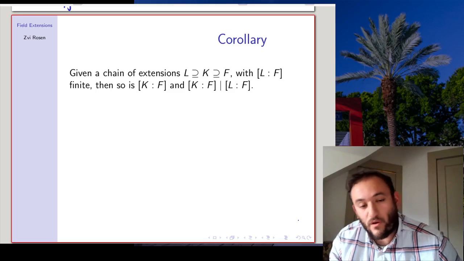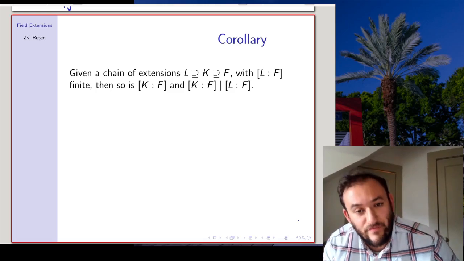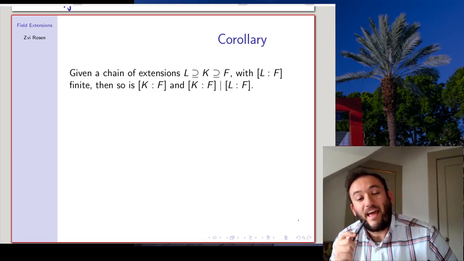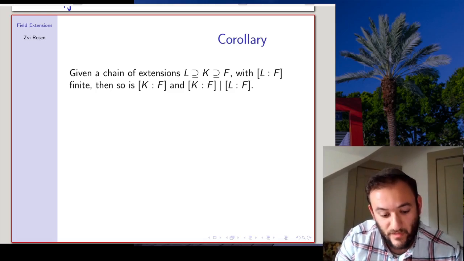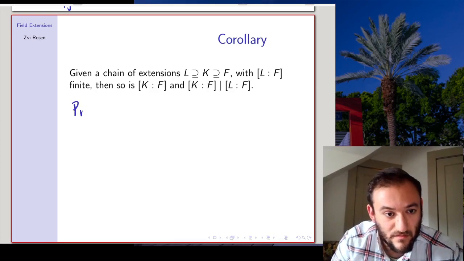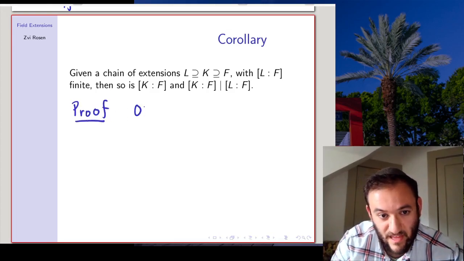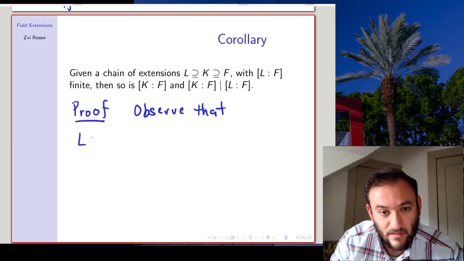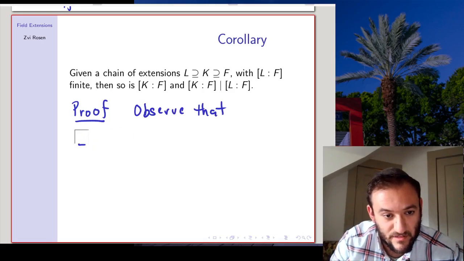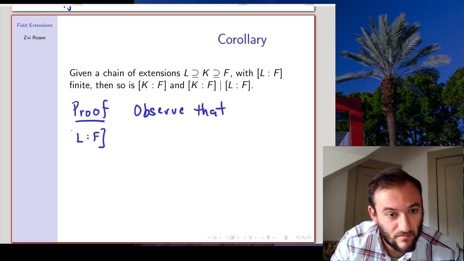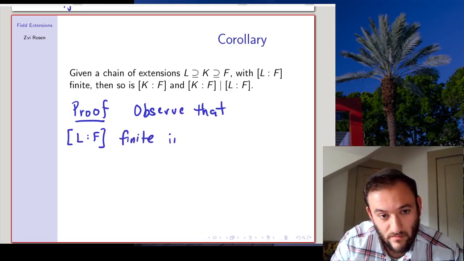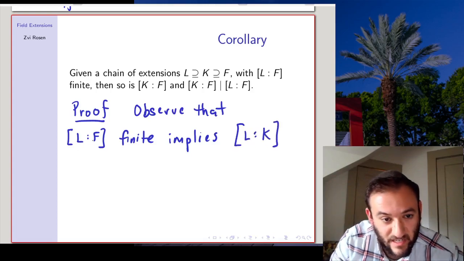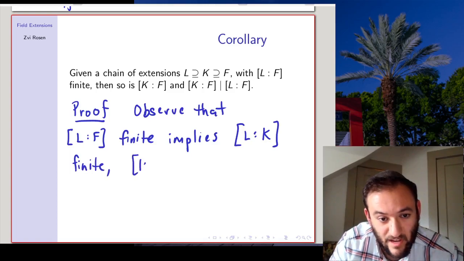Okay, awesome. So a corollary of that is if we have a chain of extensions L over K over F with the degree of L over F finite, then we'll know that the degree of K over F is also finite, and the degree of K over F divides the degree of L over F. Okay, so the key here is to just observe that, let's use the degree notation, L over F finite implies L over K finite and K over F finite.